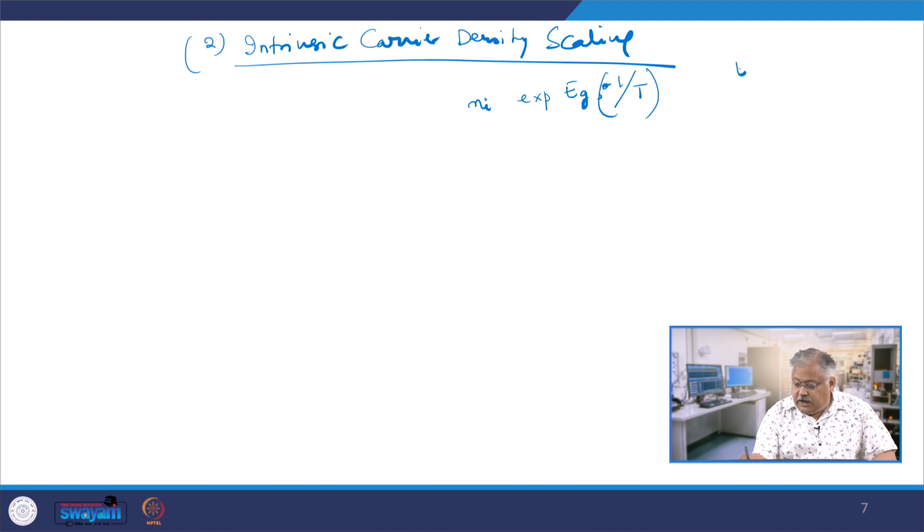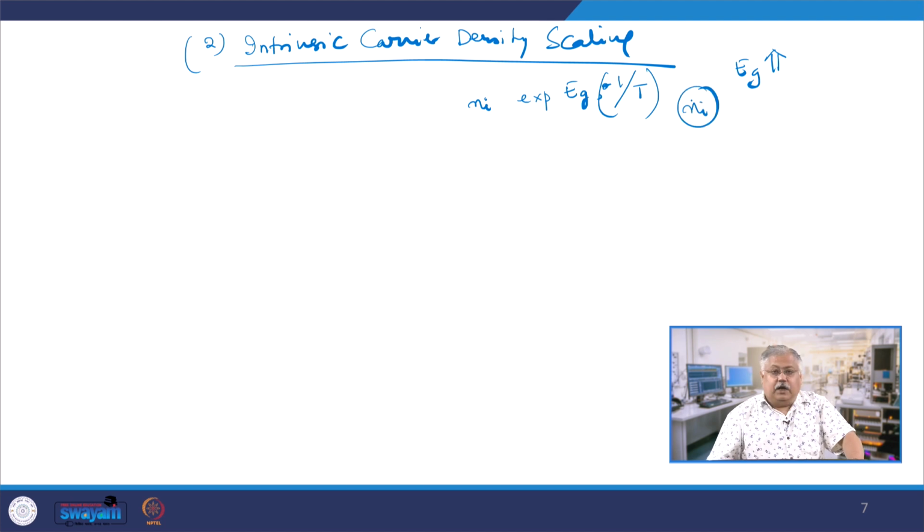So, if you see, Eg will widen for the Varshni model which we follow, and obviously the temperature goes down. Both help you to reduce the value of Ni, the intrinsic carrier concentration. So, the intrinsic carrier concentration also decreases with decrease in temperature, right? That is what we have learned in this case.